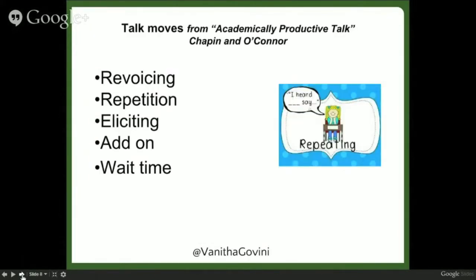Talk moves by Suzanne Chapin from Boston University. These are the 5 talk moves: revoicing, repetition, eliciting, add-on, and wait time. We've been using this quite a lot to promote academically productive talk in maths classrooms. And if you want to know more about this, I've got a link in the last slide as well, so feel free to go through that.